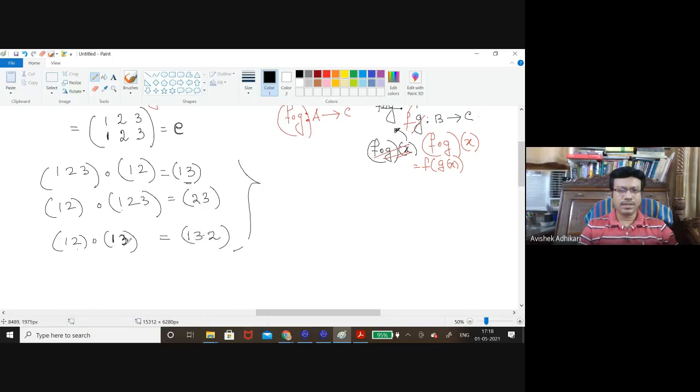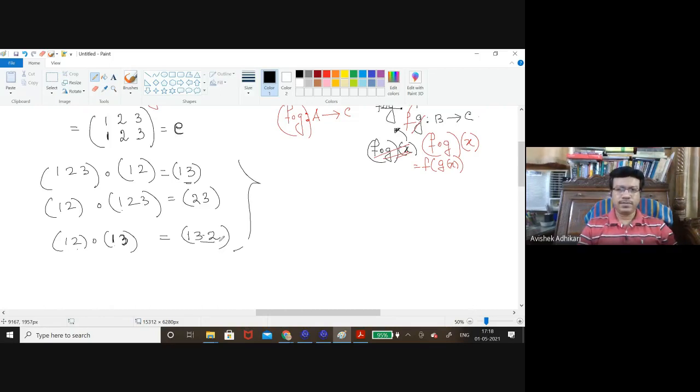Then check where 3 goes. Here 3 goes to 1 and here 1 goes to 2. That means ultimately 3 goes to 2. So 3 goes to 2. Then 2. Here 2 goes to 2 and here 2 goes to 1. That's why ultimately 2 goes to 1. Since it's coming back to 1, the cycle is closed.